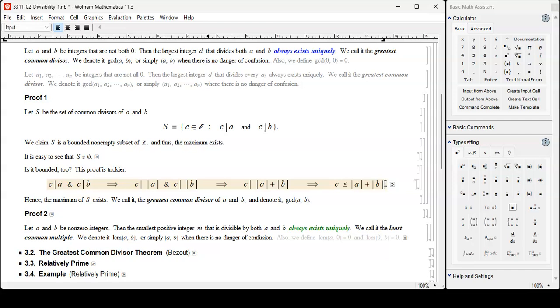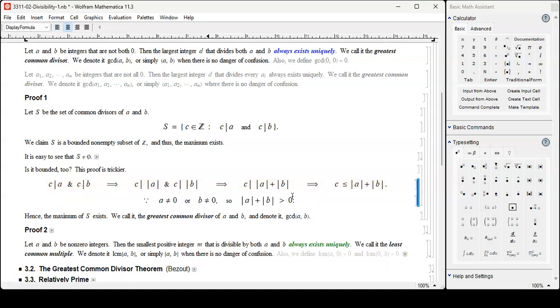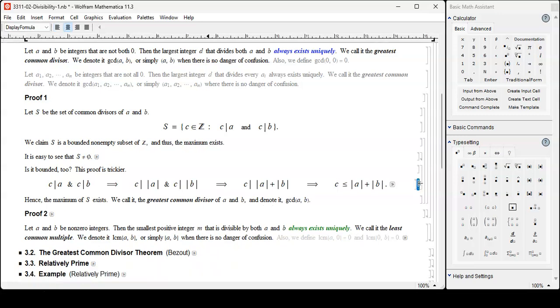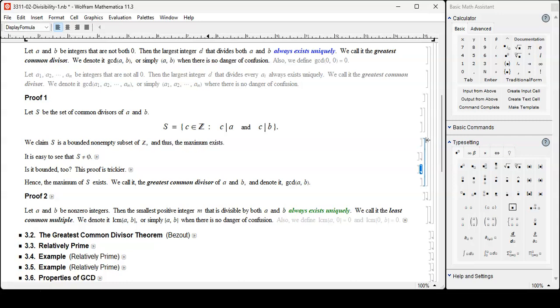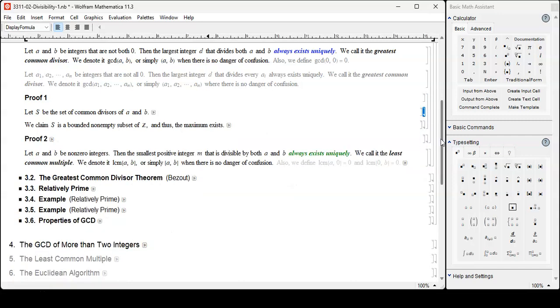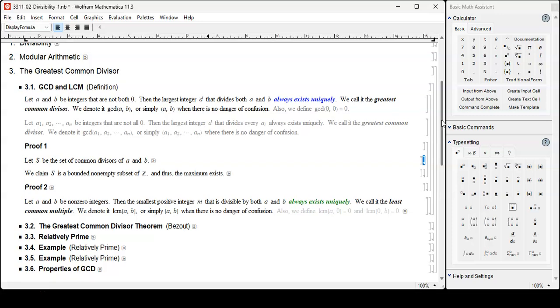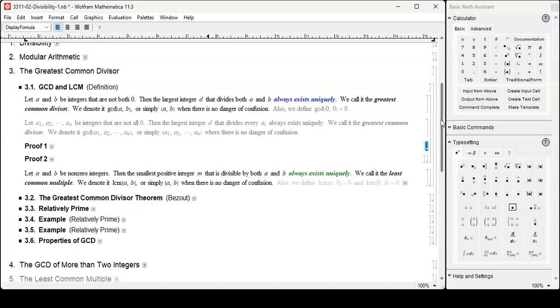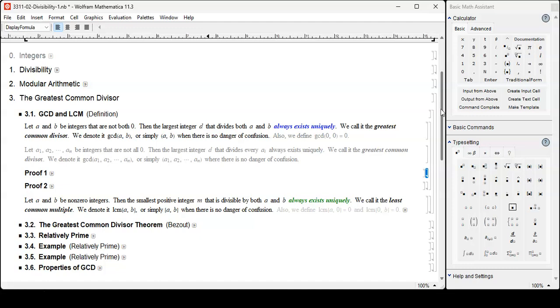Now it works because not both of them are 0. This is non-zero. That's positive. You see? Not both of them are 0. One of them is non-zero, so this thing is positive, so it works out. Yes, you can make it into a one-line proof like this. As a result, S is bounded above and non-empty, so the maximum exists, and that maximum is the greatest common divisor.